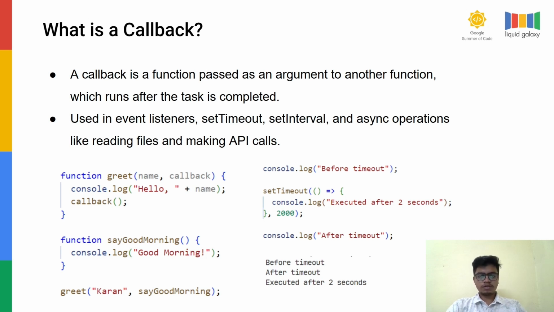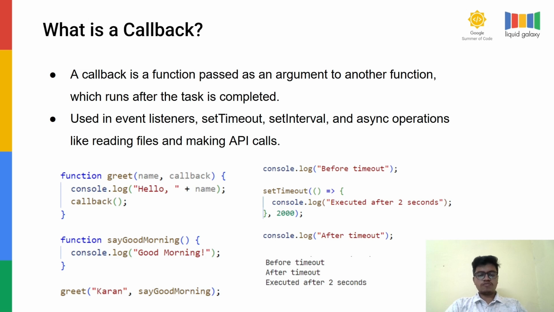Okay. Like that, we can also see it through the setTimeout example. We have already seen this example in the previous slide, but for explaining callbacks, you can see setTimeout is a callback function, where we are passing this function as an argument, comma 2000, which is the time.